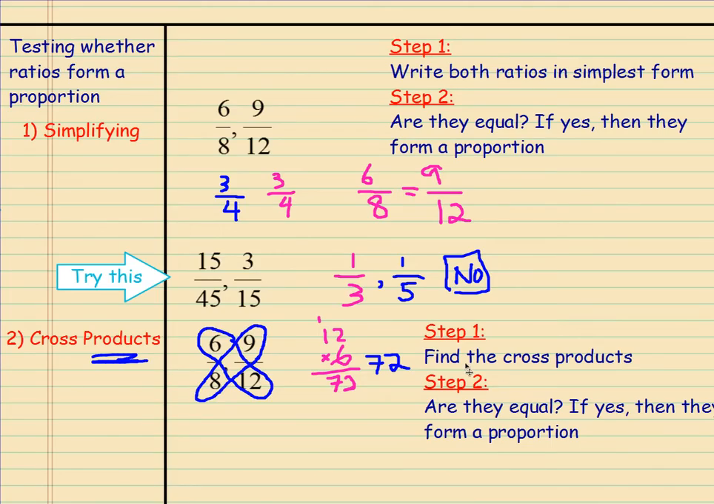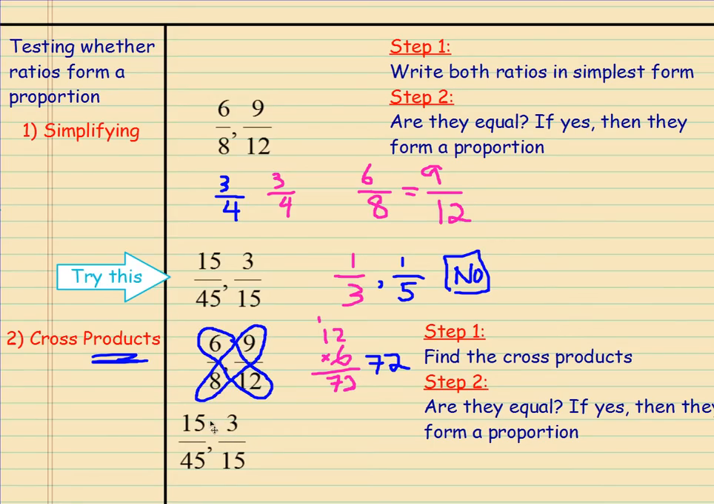So again, the 2 steps to find whether or not these ratios form a proportion. Step 1, find the cross products. Multiply the numerator times the denominator of the other one. And are these cross products equal? If yes, then they form a proportion. Let's look at the second example. Do these two ratios form a proportion?